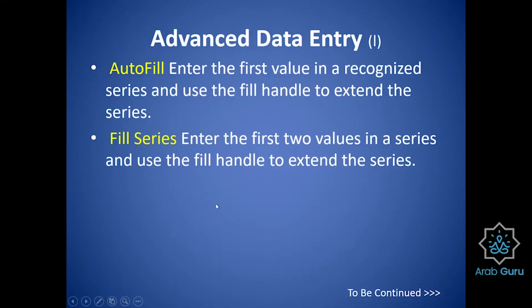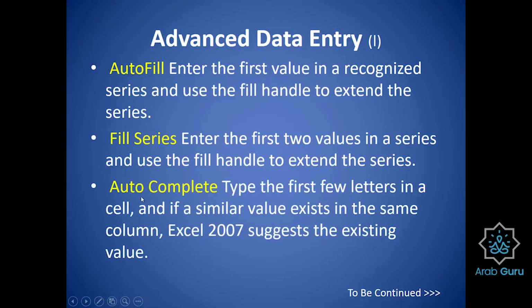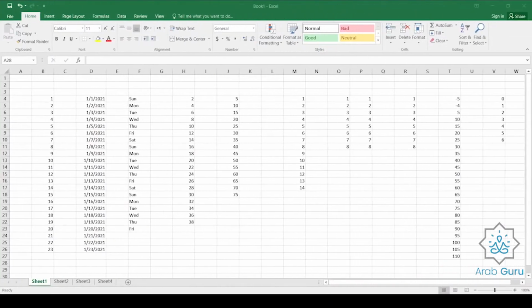Let's continue advanced data entry. We have something called Autocomplete. That means if I'm having few words, like for example countries or cities or something like this, and I'm repeating one of these words in the same column, I can see this column is auto generating the same word again.